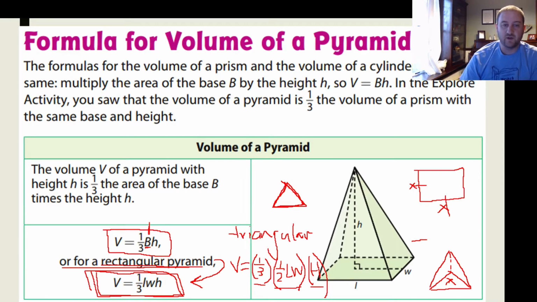Now on your homework assignment, you will have both rectangular and square ones, and you will have triangular ones as well. So you need to make sure you have these formulas written down so that you know how to calculate each.